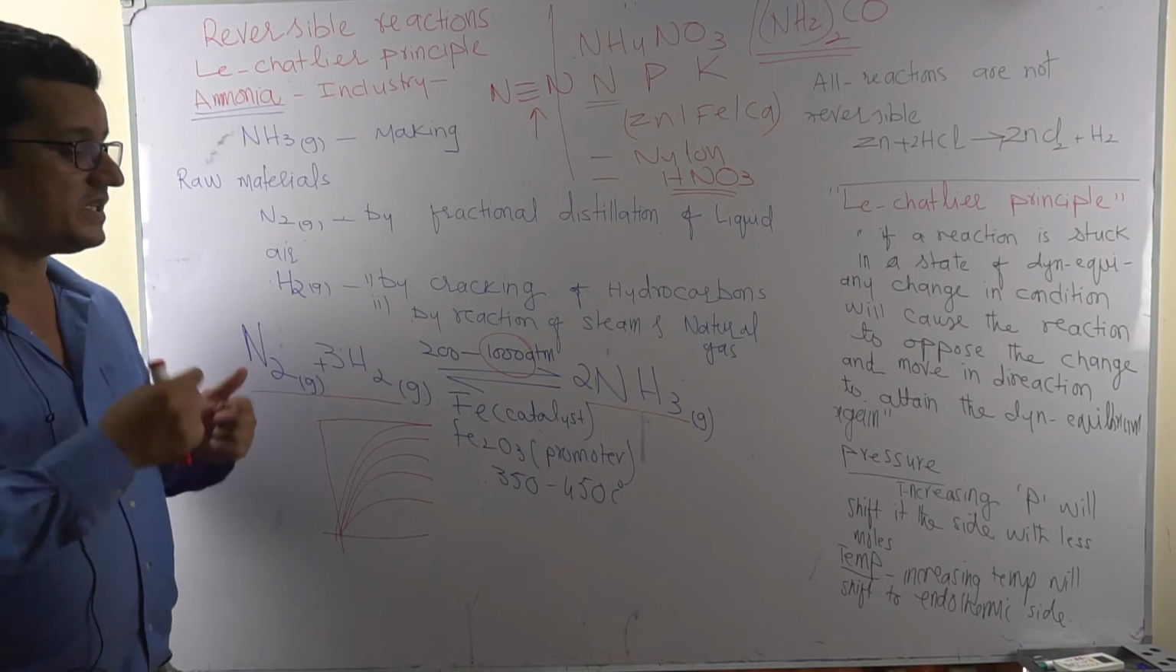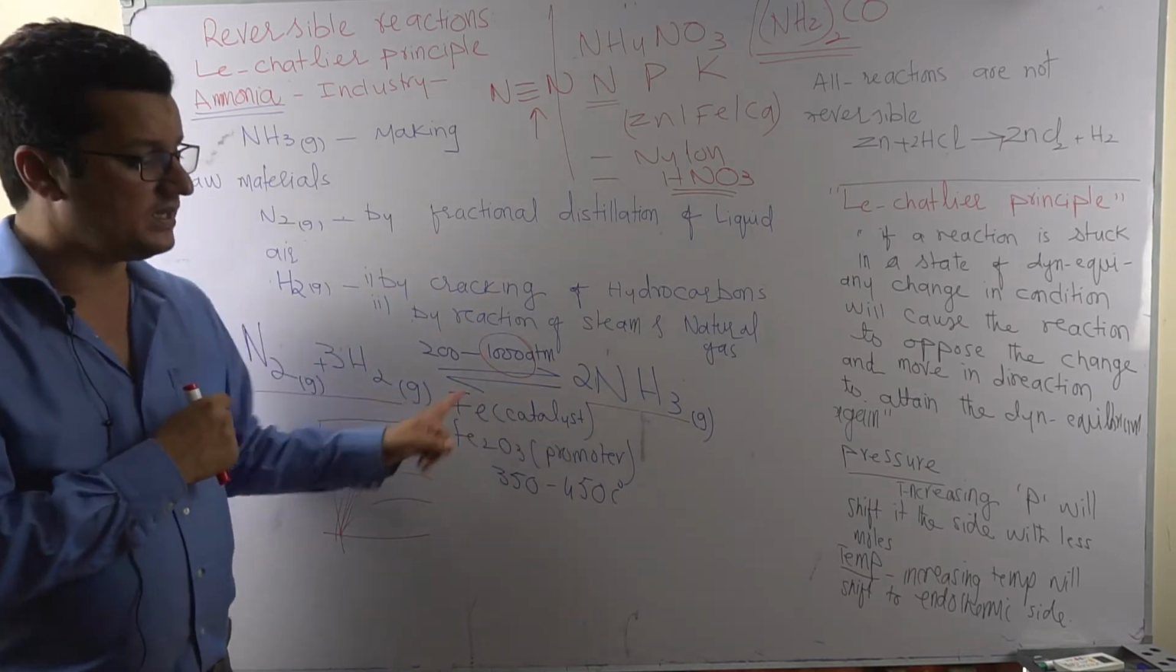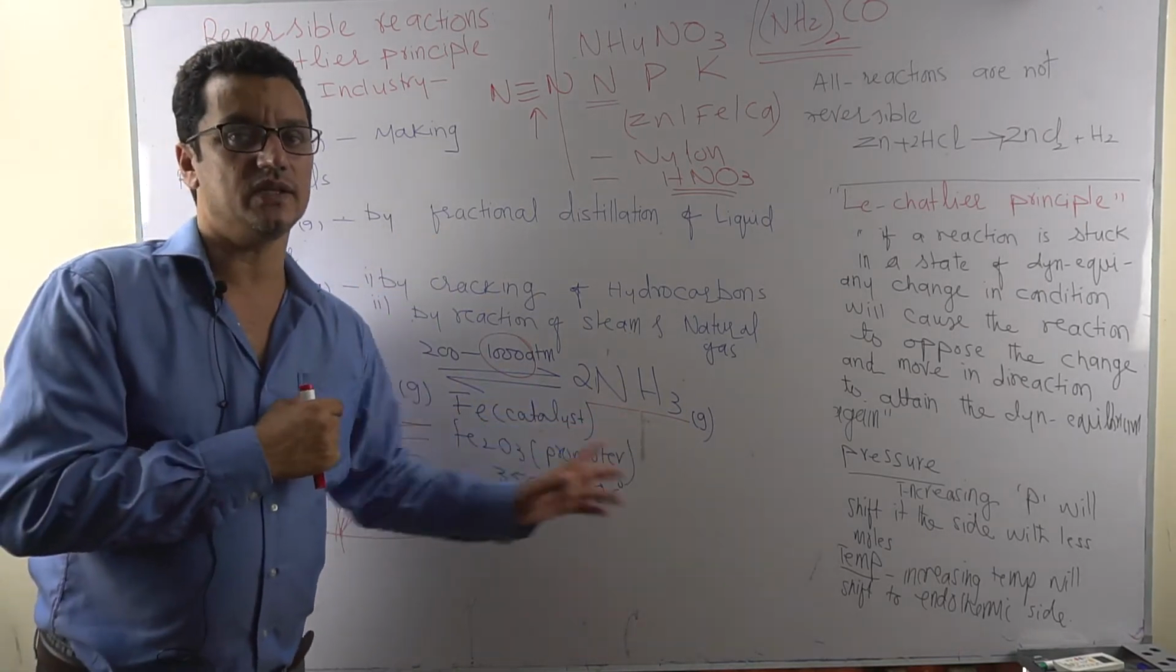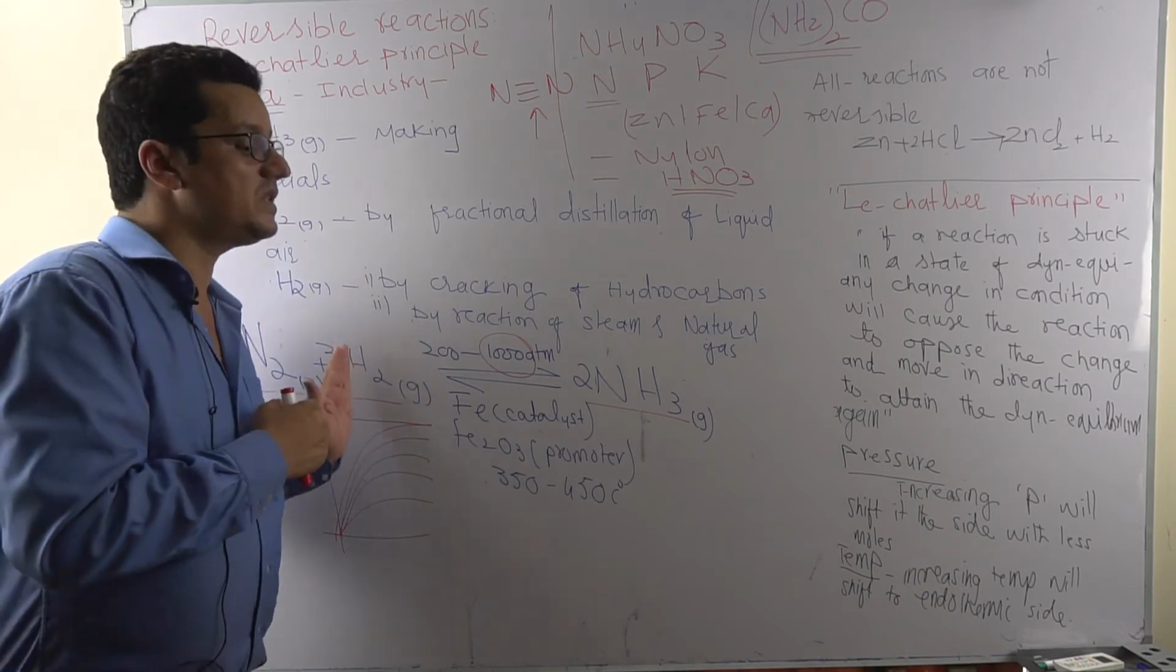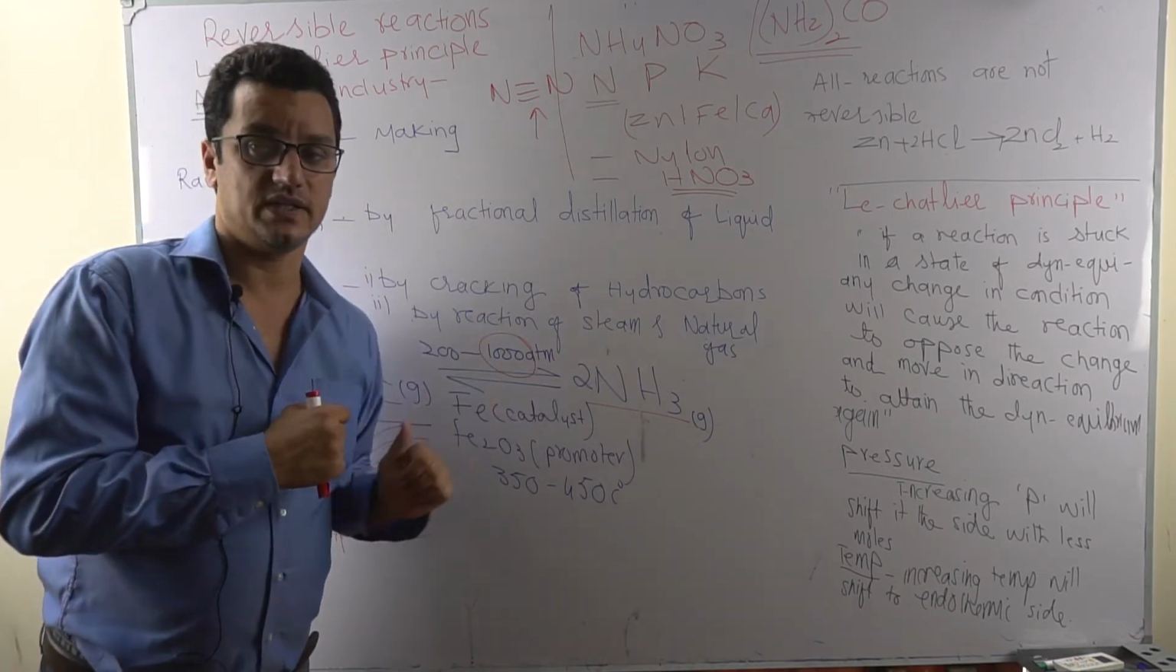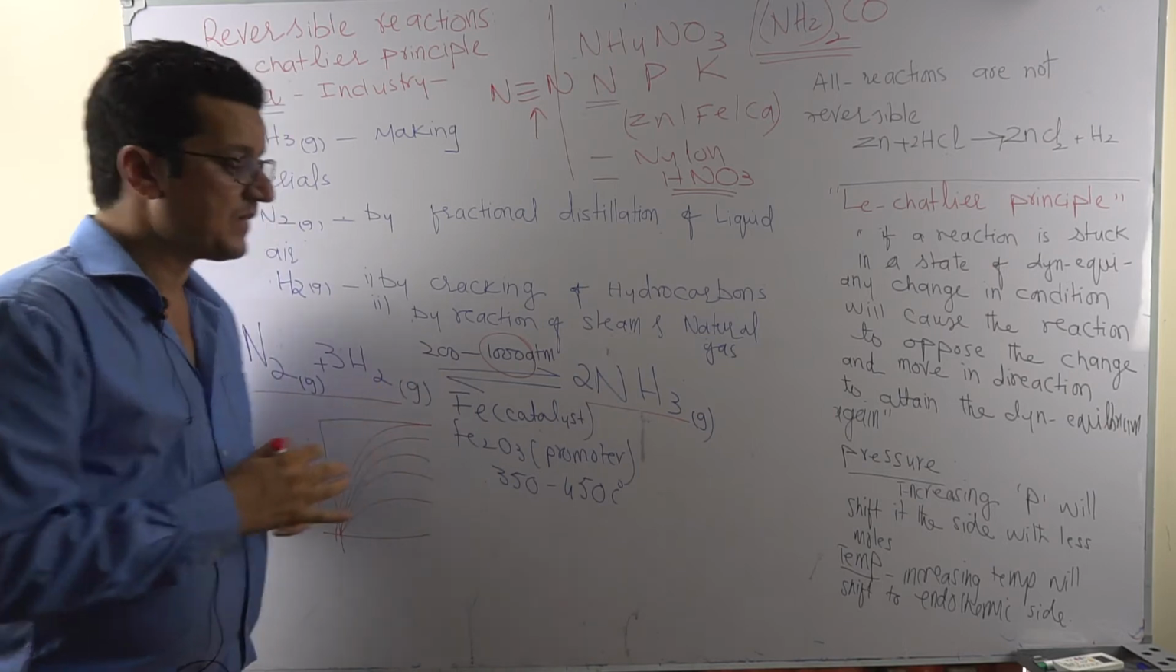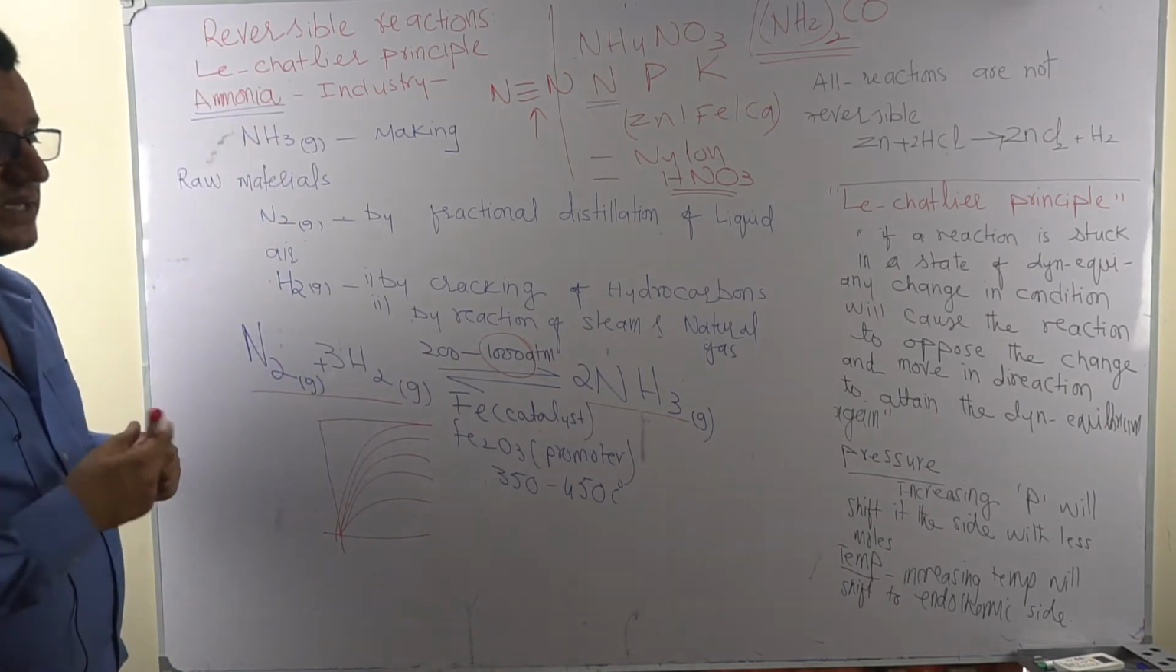High pressure will shift the equilibrium to the side with fewer moles. Luckily this is the product side, the side with fewer moles, and that's why any high pressure value will shift the dynamic equilibrium to the product side. So pressure is kept high.